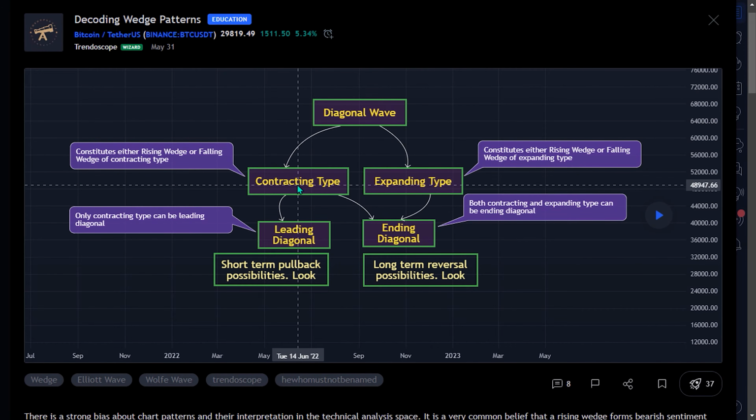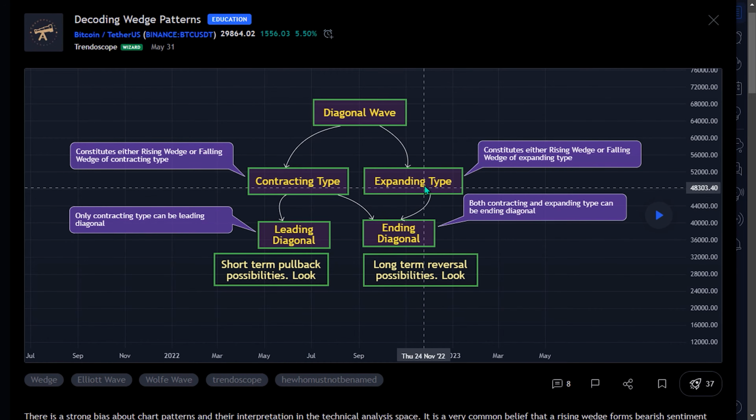The contracting type will constitute either a rising wedge or a falling wedge of contracting type. The contracting type has 2 branches, which are leading diagonal and ending diagonal. The leading diagonal will only show the contracting type that can be a leading diagonal. Whenever the contracting type and the leading diagonal signal are formed, it suggests a short-term pullback possibilities look, while the expanding type has only the ending diagonal.